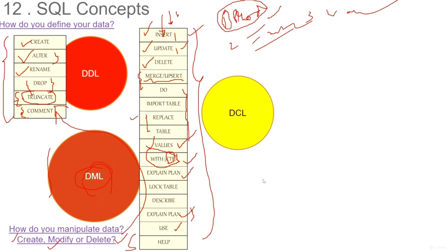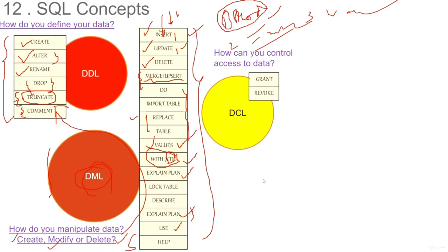So what is this DCL? As we discussed in our previous video, it's basically your data control language. How can you control access to your data? How can you avoid unwanted people from accessing your data? And how can you enable eligible people to access the data, right?